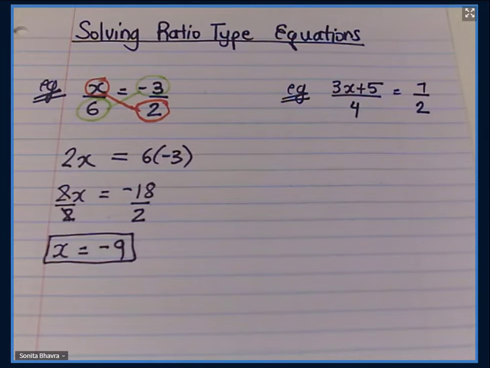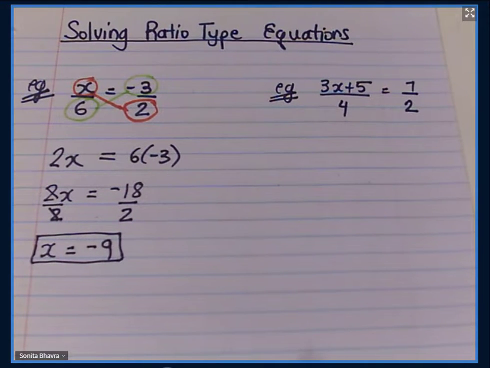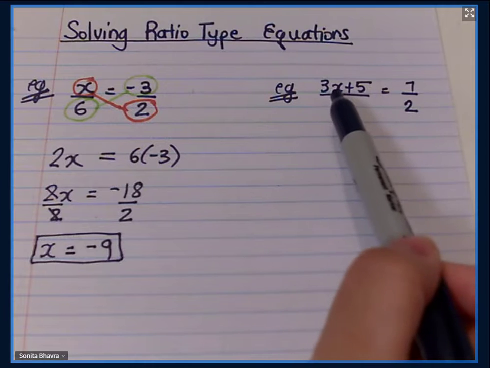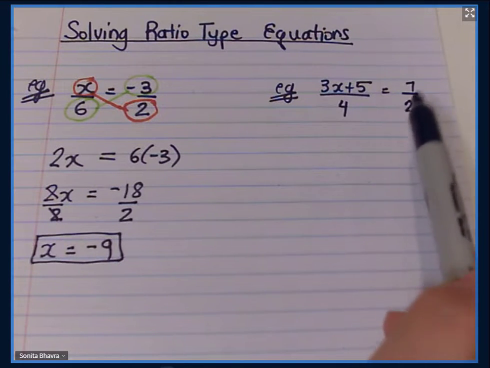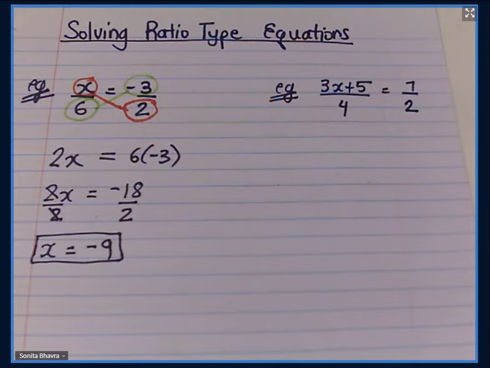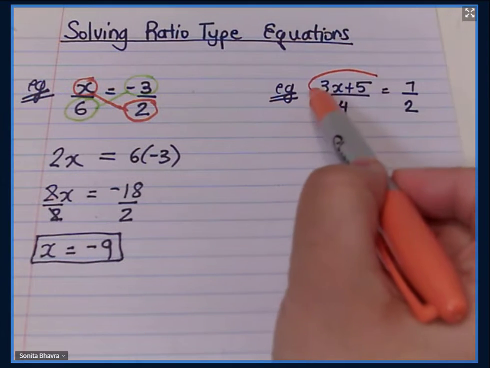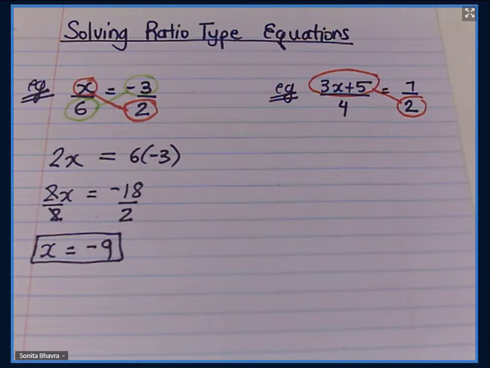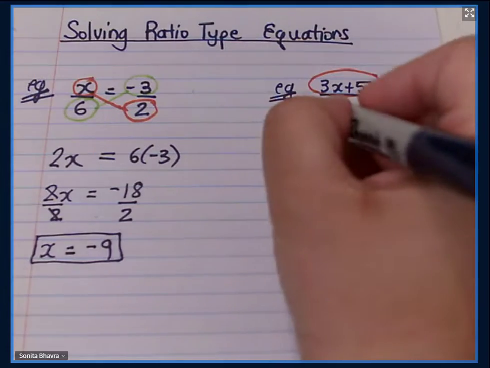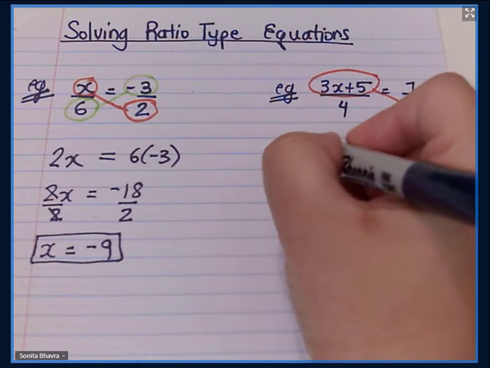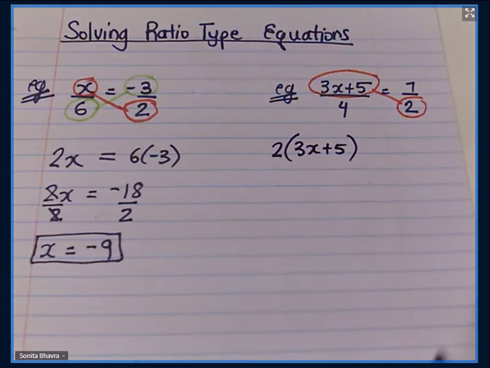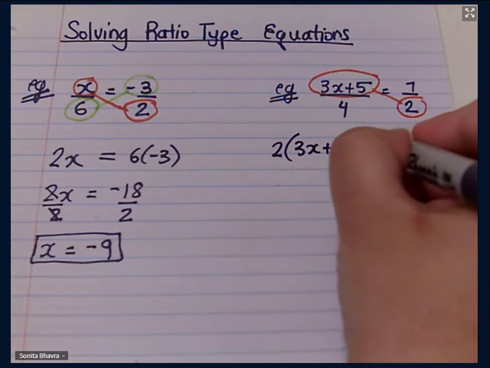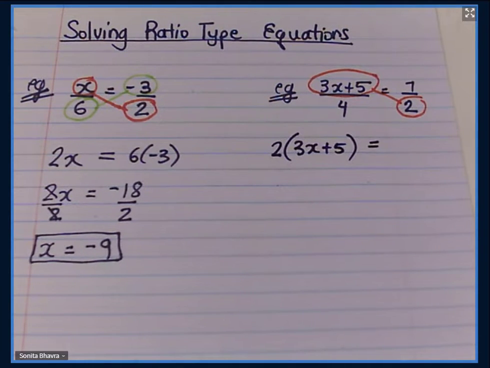All right, let's take a look at our second example. Here we have 3x plus 5, and we have to multiply it by 2. Again, the procedure is the same. You take the top left and multiply it with the bottom right. So it becomes 2 times (3x plus 5), and I've placed it on the left-hand side of the equation.